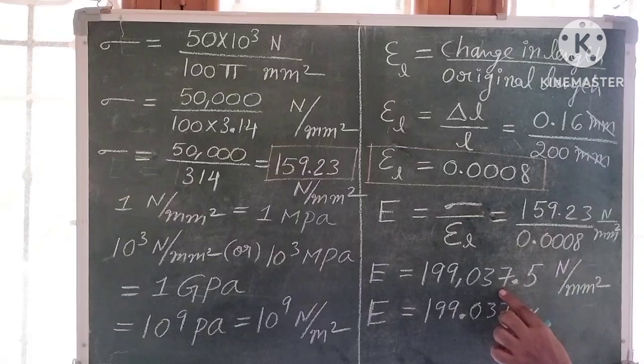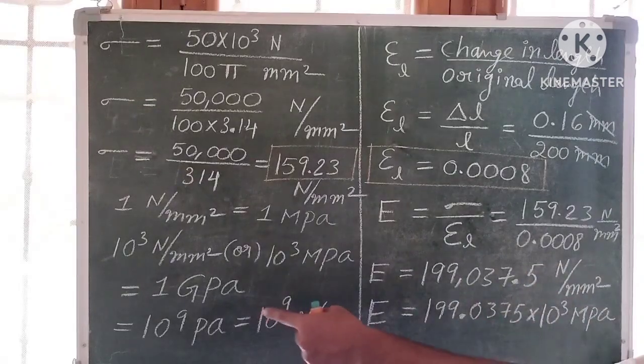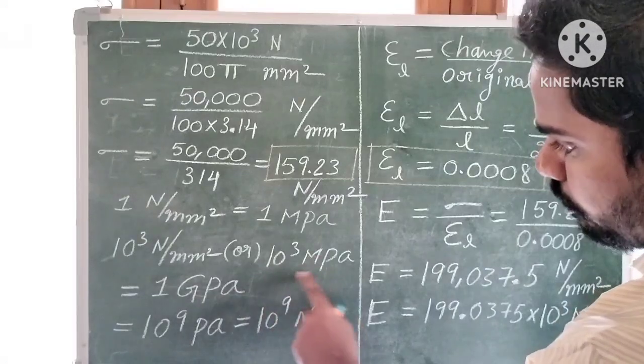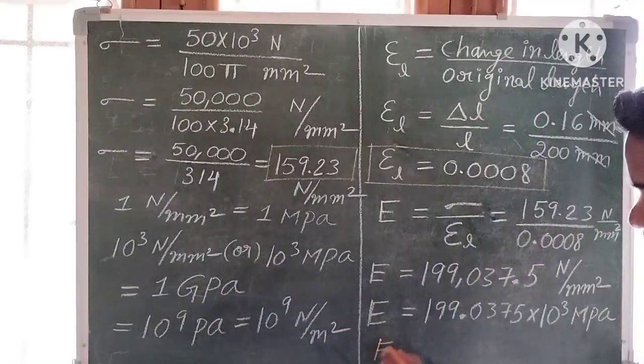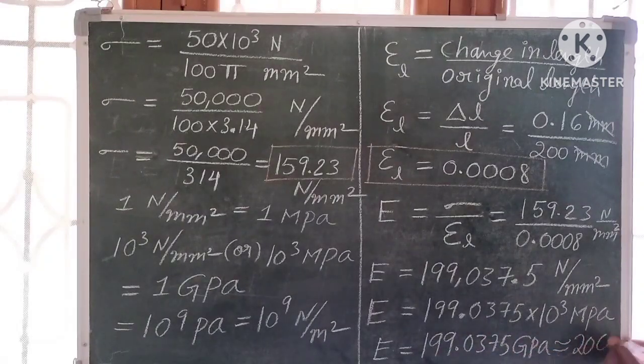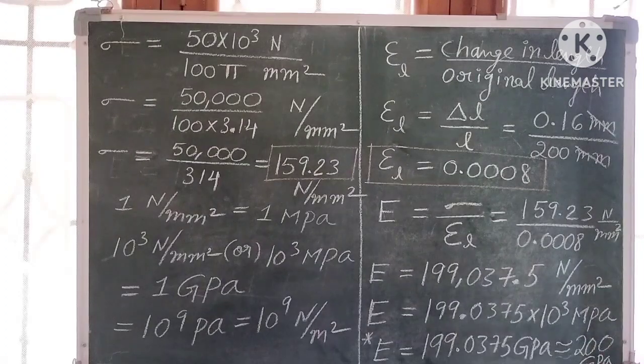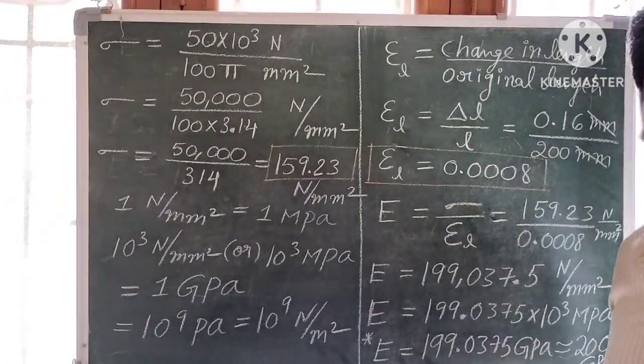199.0375 into, so we moved how many places, 1, 2, 3 places. So 10 cube Newton per mm square. 1 Newton per mm square means 1 megapascal, MPa. 10 cube MPa, we already discussed, means 1 GPa. So E is equal to 199.0375 GPa, gigapascal, approximately. Modulus of elasticity, how much, it is closer to 200, so 200 GPa. So the Young's modulus of my steel bar is 200 GPa. Okay, next we still need to calculate Poisson's ratio.